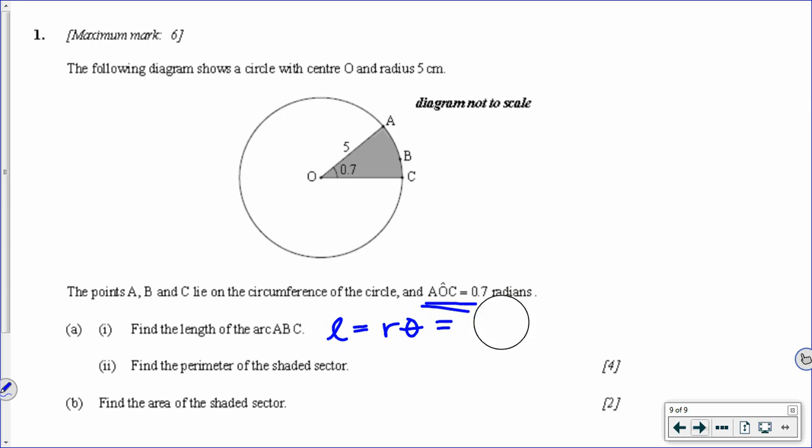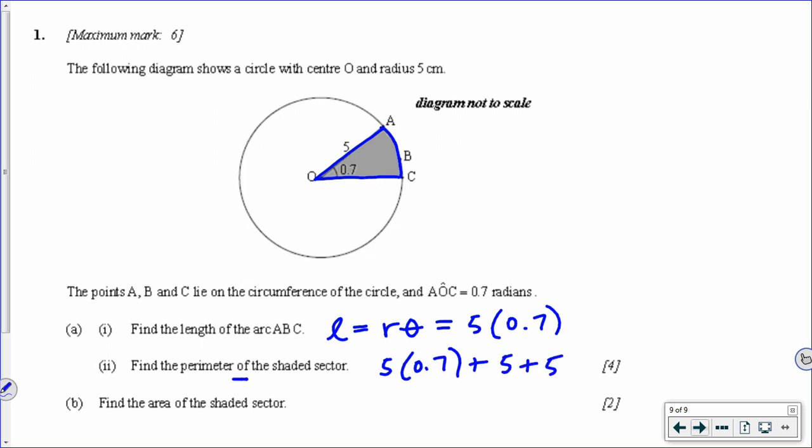Find the perimeter of the shaded sector. So the perimeter is going to involve the arc as well as 2 radii. So we're going to take our answer from 5 times 0.7 and add 5 and add 5. That's a trick. They love to ask this question. That perimeter would involve the addition of 2 radii as well.